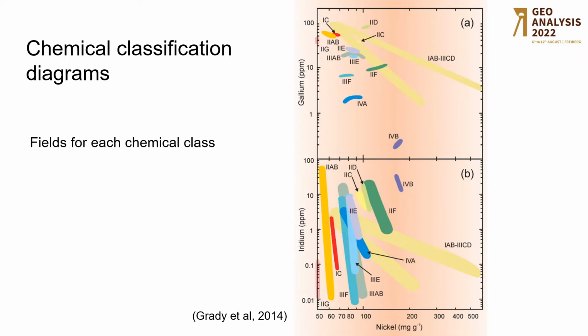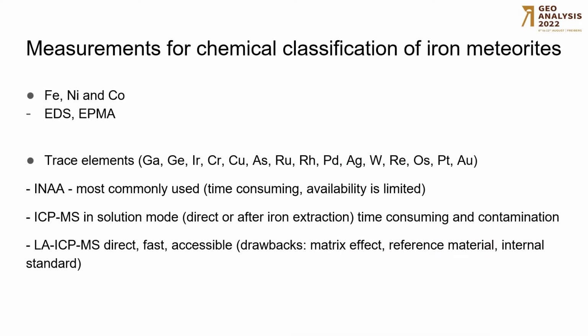To illustrate the chemical classes, here are shown nickel against gallium and iridium diagrams where it is possible to observe well-defined fields for each chemical class. Then, after chemical analysis, the composition of unknown samples is plotted in diagrams like this to find which class the samples belong to. When the focus is chemical characterization, we have major and minor elements, in this case iron, nickel, and cobalt, easily measured by EDS or EPMA.